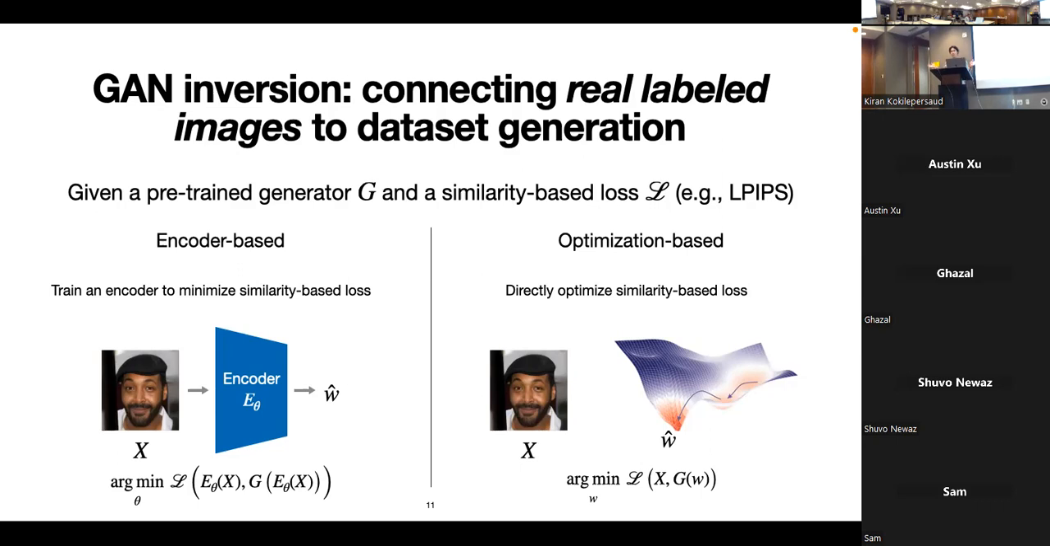GAN inversion was primarily used in the image editing community. I showed a few slides ago an example where if you want to edit a real image, you can GAN invert it, obtain its latent code, and move in the latent space in the way you want to edit the image. But for our purposes, we recognize that GAN inversion can be a way to link these real images and their corresponding labels to synthetic dataset generation.